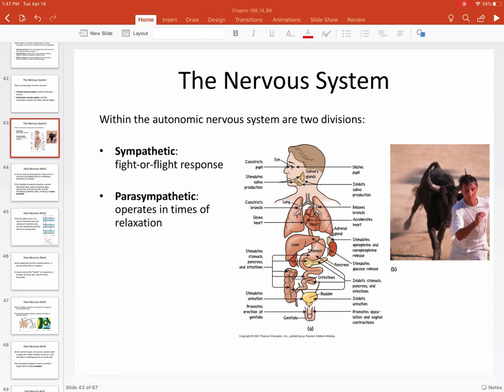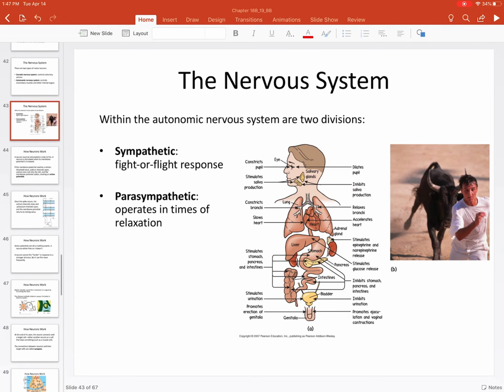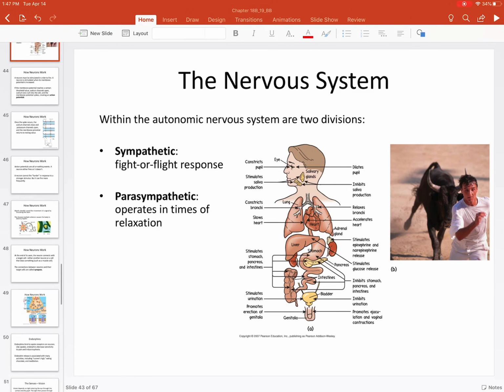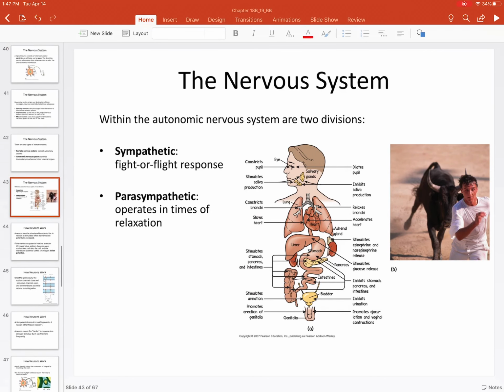So your pupils are going to constrict, your saliva production is going to increase, your bronchi are going to constrict, your heart rate will slow down, it stimulates your stomach, pancreas, and intestines, so you'll probably be hungry, stimulates urination, promotes the erection of genitalia. Again, I don't know enough about the reproductive system to tell you much about those responses. I am a chemist, but I do understand the other parts of the biology of this. So you do need to know the different breakdowns of the systems.